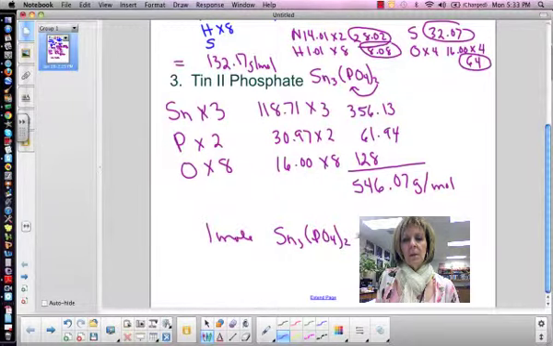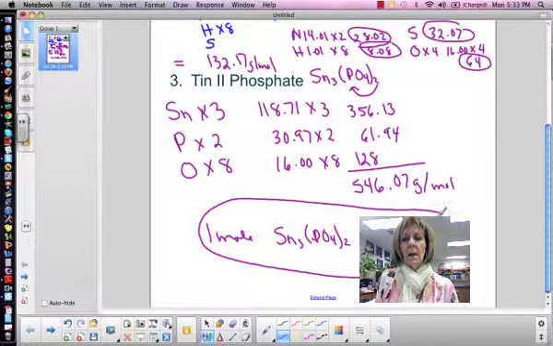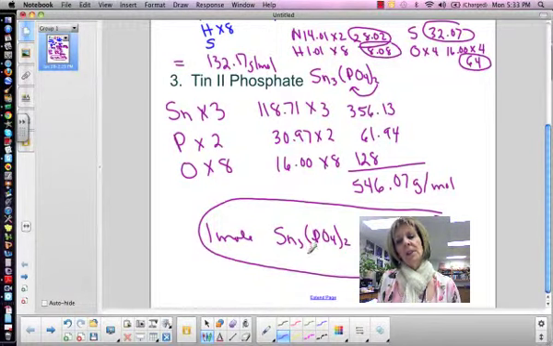And again, what that means is that 1 mole of tin(II) phosphate weighs 546.07 grams. So the molar mass of tin(II) phosphate is 546.07 grams.